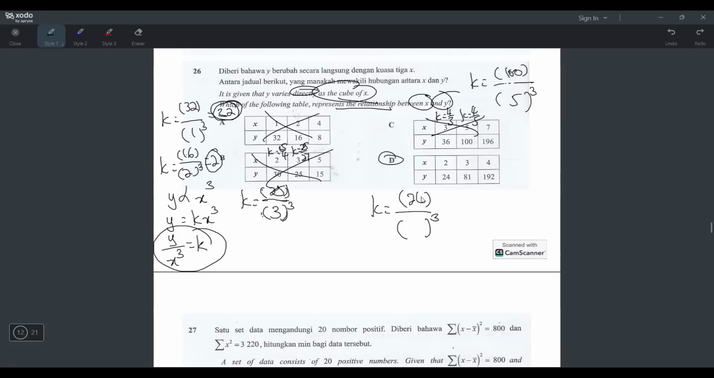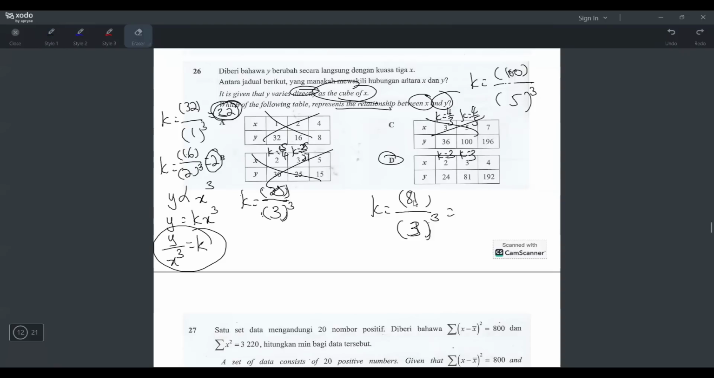Okay, the y is 24, the k is 2. So let's see what we get here. 24 divided by 8, 3. So this one your k gets 3. What if you substitute the other one? This one you substitute the y as 81, and here you substitute 3. So what do you get here? You can press the calculator, 81 divided by 27. You get 3 also. So the k is 3 also. So it's the same as the k just now.